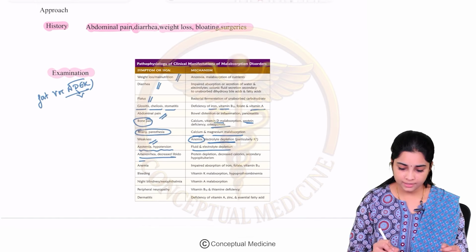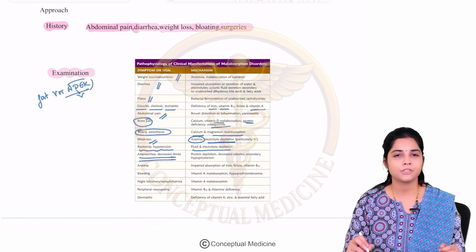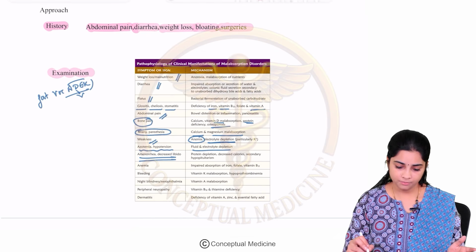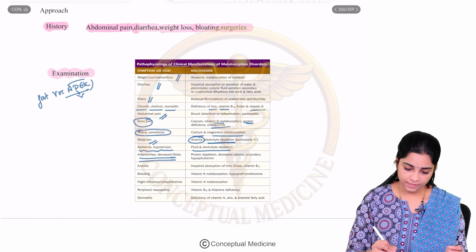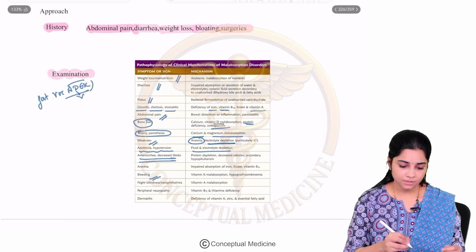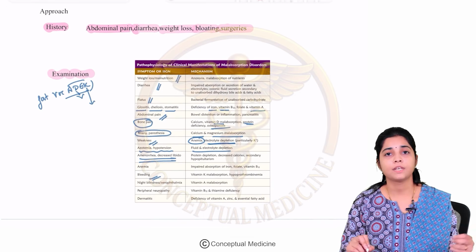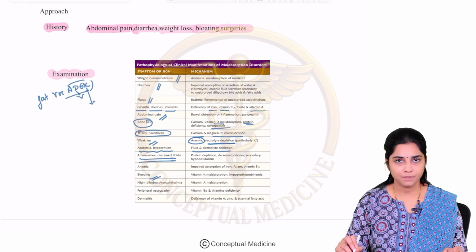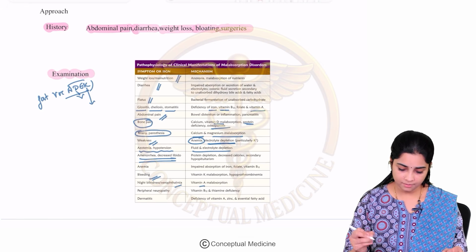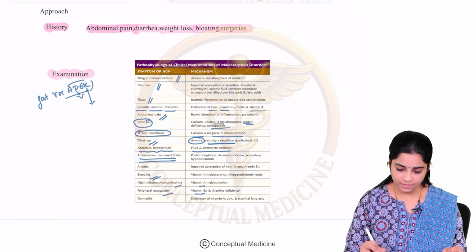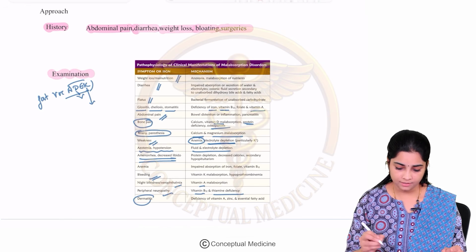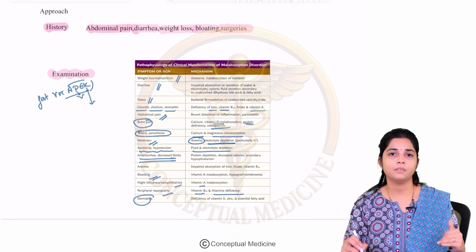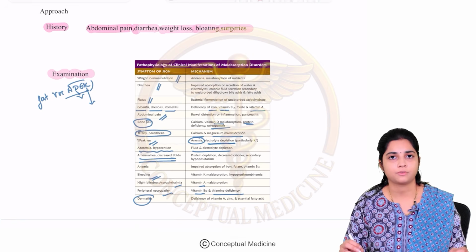Then amenorrhea, decreased libido, because chronic malnutrition basically suppresses your GnRH axis and you can have loss of libido and amenorrhea. Then bleeding. Why? Because of vitamin K deficiency. Whenever there is a fat malabsorption, you can have vitamin K deficiency and you can have bleeding. Then night blindness, vitamin A, peripheral neuropathy, vitamin B12 and thiamine deficiency and dermatitis, right? So a head to toe examination becomes very, very important in your malabsorptive syndromes.